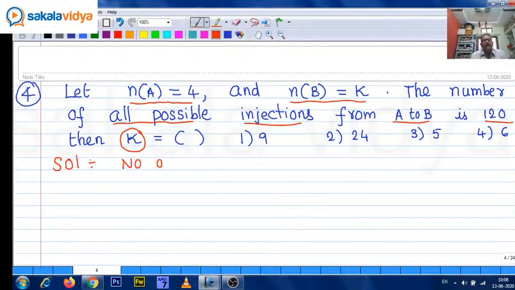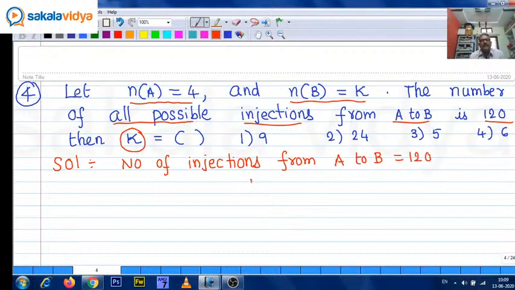The number of injections from A to B is given as 120. That means n(B) P n(A), with n(B) greater than or equal to n(A), equals 120. That means k P 4 equals 120. kP4 is equal to 120.